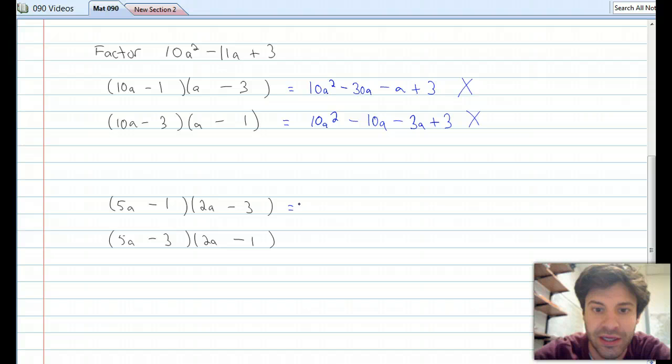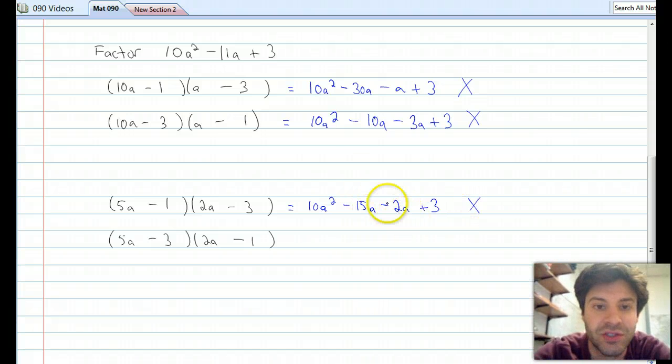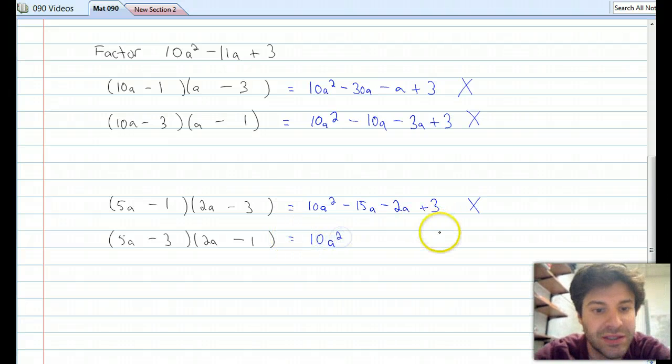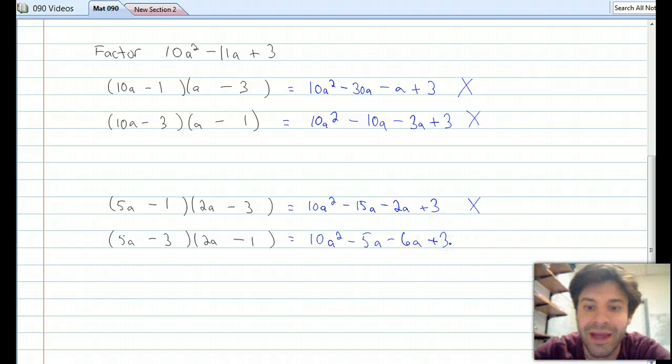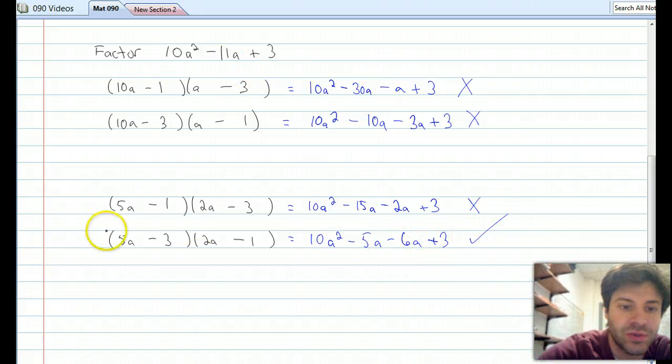So hopefully it's one of these guys down here. We could get 10a squared minus 15a minus 2a plus 3. That also doesn't work. Negative 15 minus 2a does not add up to negative 11a. And our last option, this one better work, is 10a squared, outer two terms, multiply the inner two terms, and you'll notice that negative 5a minus 6a is going to give us that middle term of negative 11a. So this one is correct.